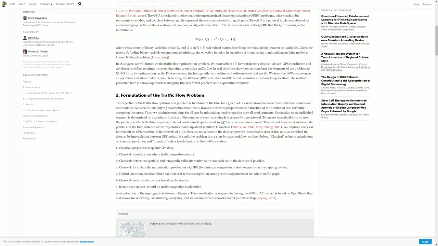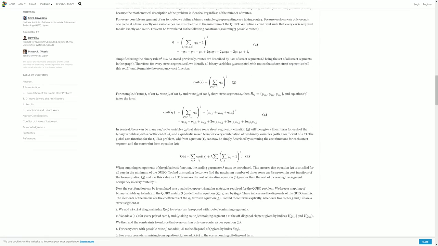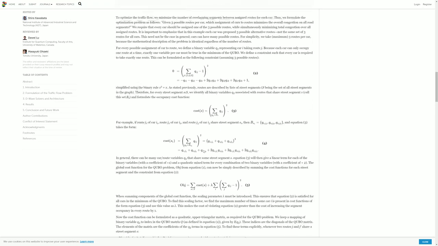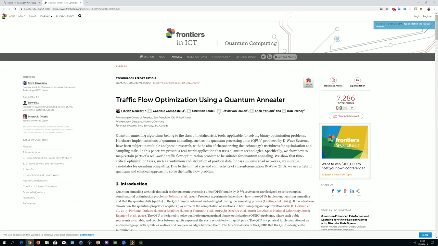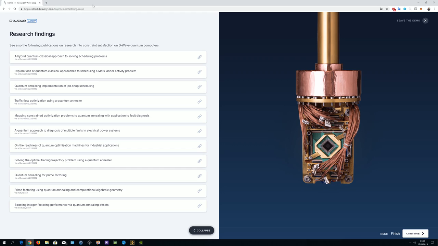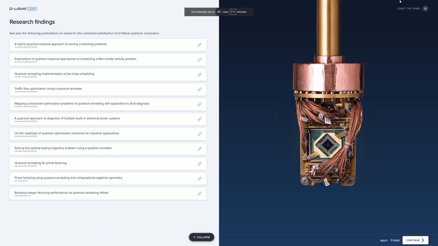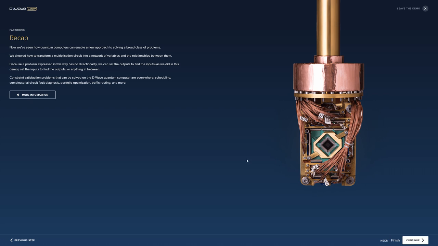My gosh, if you understand this here, write your codes, man, and run it on the D-Wave system. Okay, I need to go back for a moment, let's go back into our quantum thing here. Hybrid classical approach to solving scheduling problems. Okay, go back. See, go through step by step. It's very interesting.